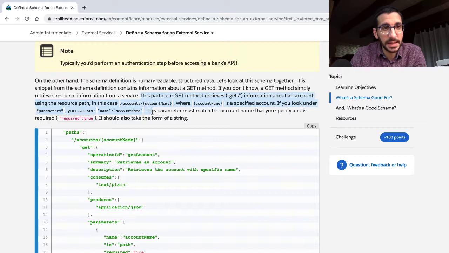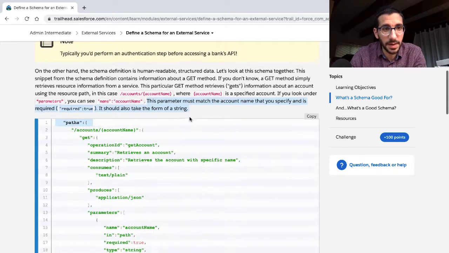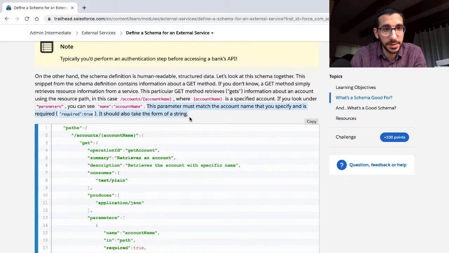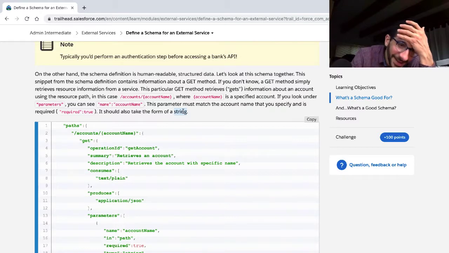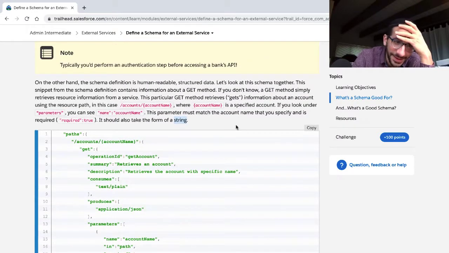This particular get method gets information about an account using a resource path. In this case, /accounts/{account name}, where the bracket account name is a specified account. If you look under parameters, you can see name, account. The parameters must match the account name that you specify and is required. Required is true. It should take the form of a string. And when we say string, we mean a bunch of text, not like a piece of rope. By the way, why is this funny?